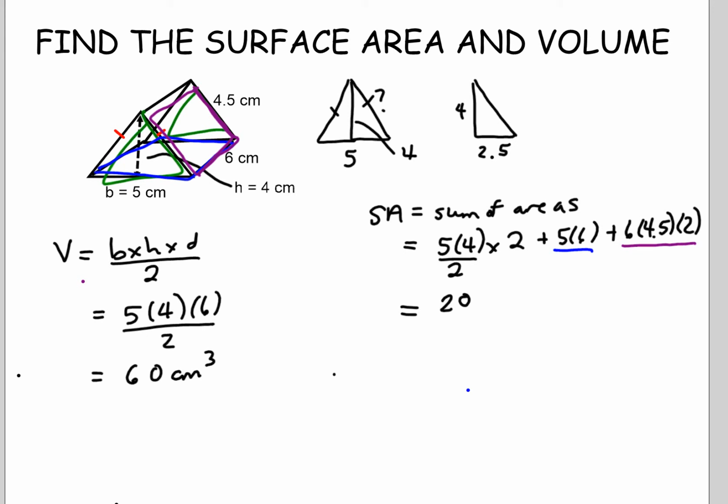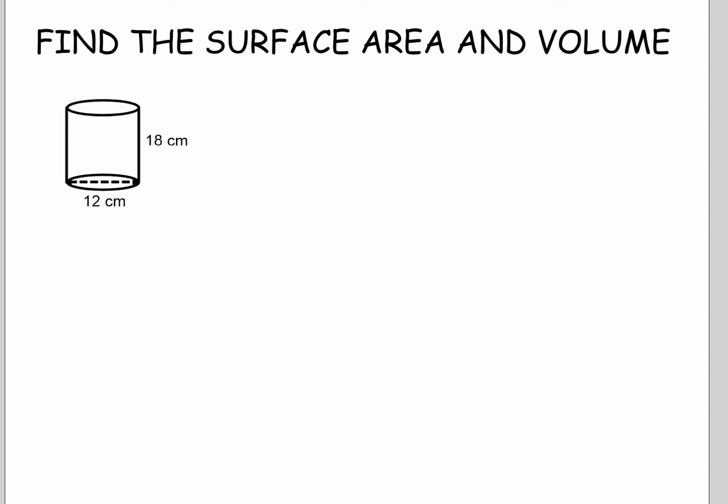So that part's 20, that part's 30, and this part is 54. And then we're going to add them together, and we get 104, and it's surface area, so it will be centimeters squared. And then we'll look at a cylinder.